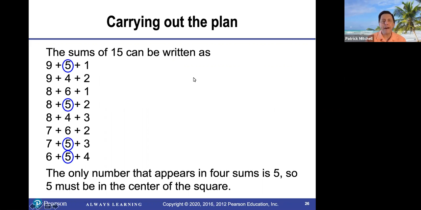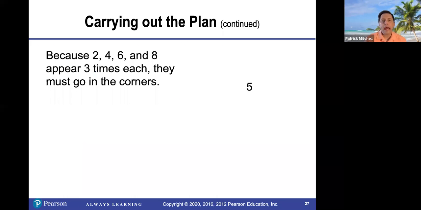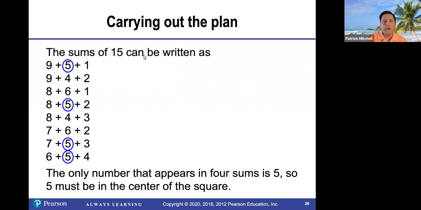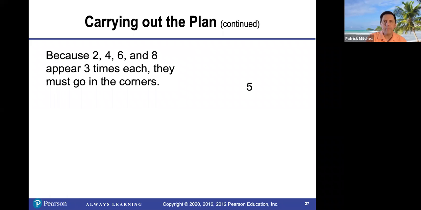Notice that the number 5 appears in 4 of them. So the number 5 has to go in the center square. And because the numbers 2, 4, 6, and 8 appear 3 times each, for example, there's 2, 1, 2, 3 times. Let's see, what else did they say? 4, 1, 2, 3. Yeah, so the numbers 2, 4, 6, and 8 have to go in the corner squares.